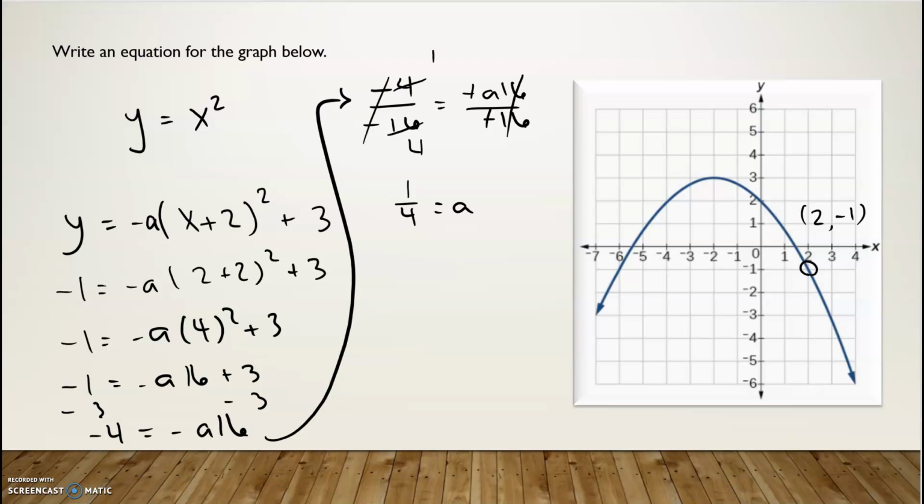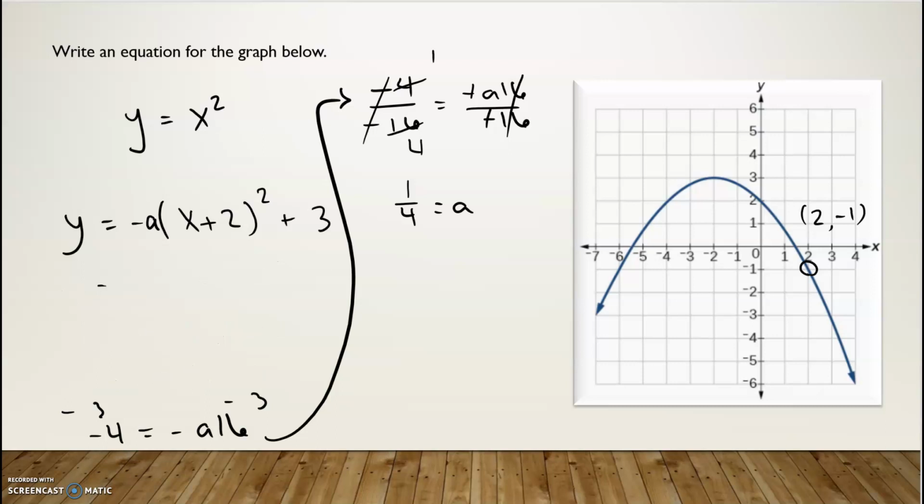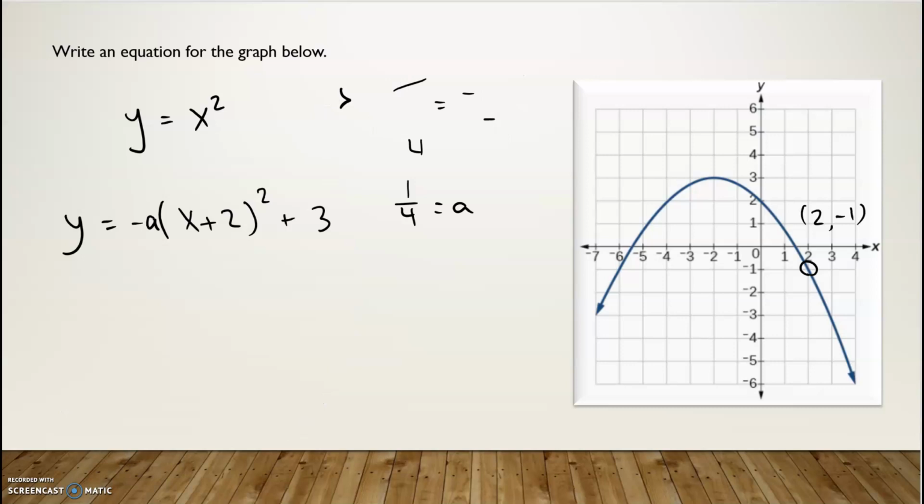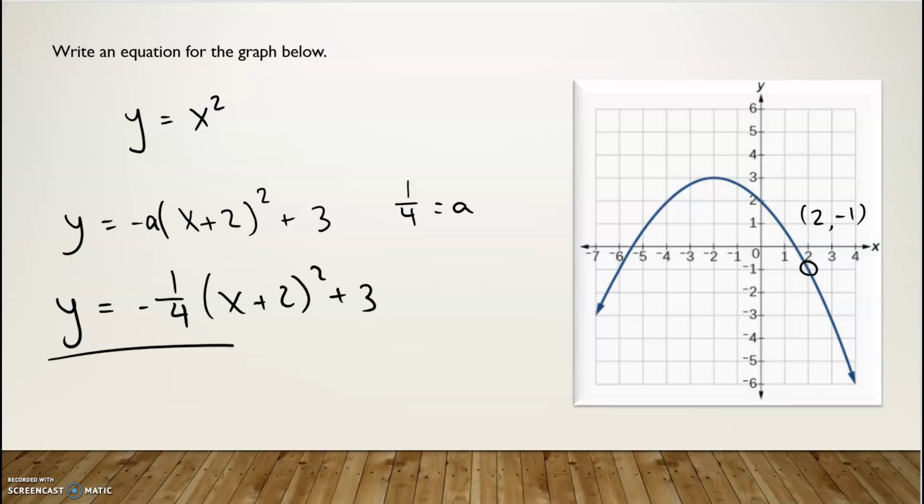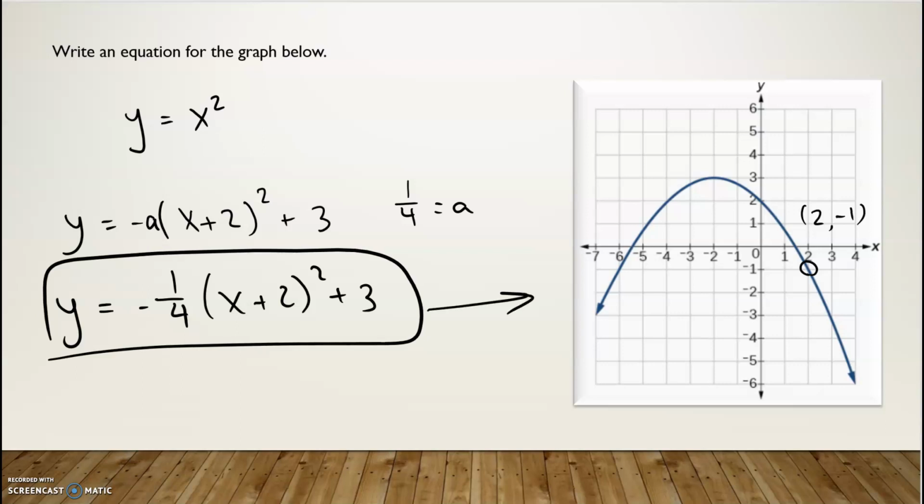Okay, so what we need to do is go back, get rid of all this, and replace A with 1/4. So we'll have -1/4 x plus 2 squared plus 3. So then this will be your equation for this graph.